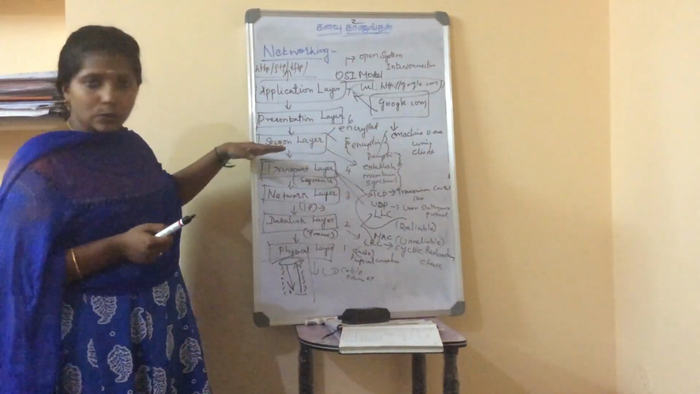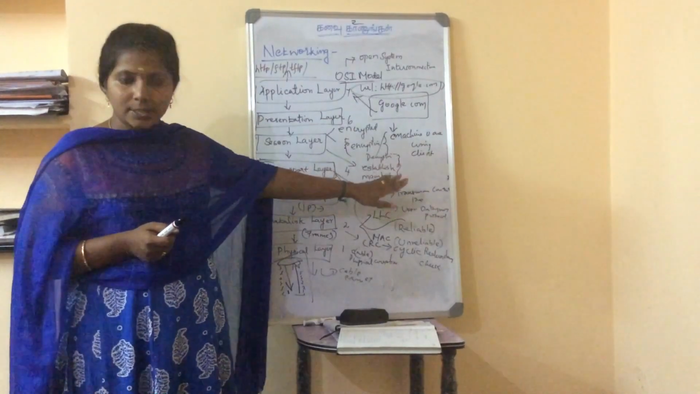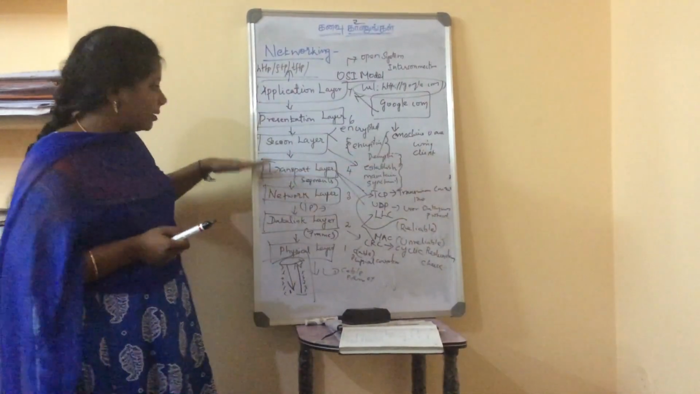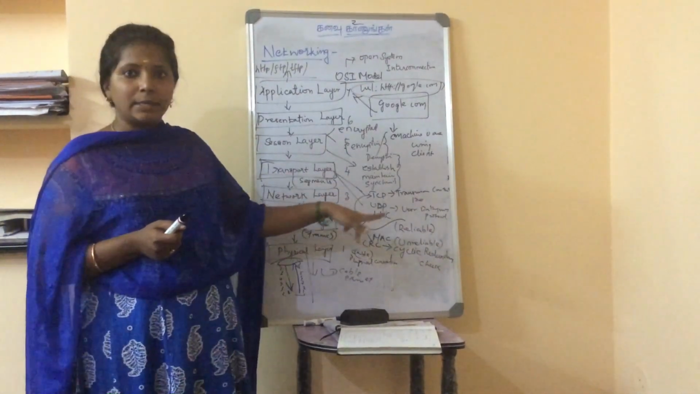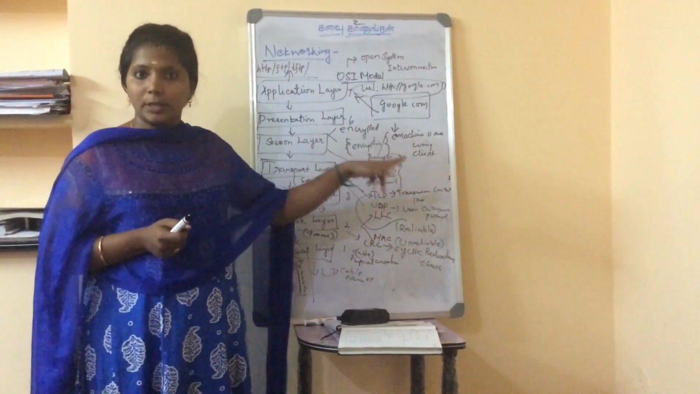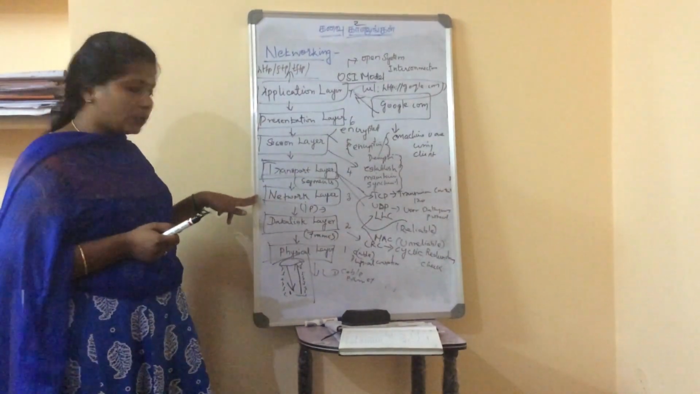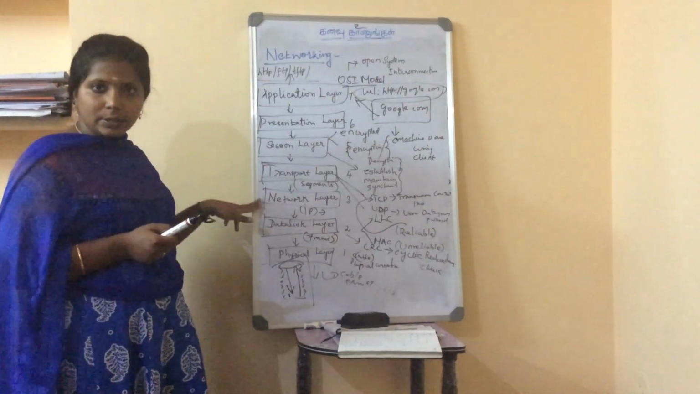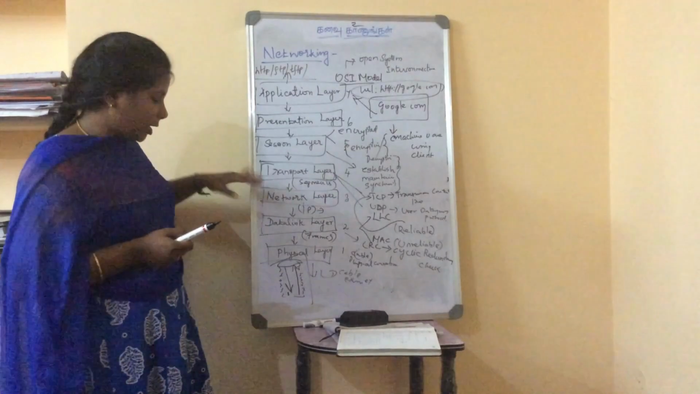Once that is done, it will go to the session layer. Session layer will establish, maintain and synchronize the connection, and then it will go to the transport layer. Transport layer has two protocols, mainly UDP and TCP, which decide whether the connection should be reliable or unreliable. And then it goes to the network layer. The network layer has some IP address configurations and all that, which I'll explain later.